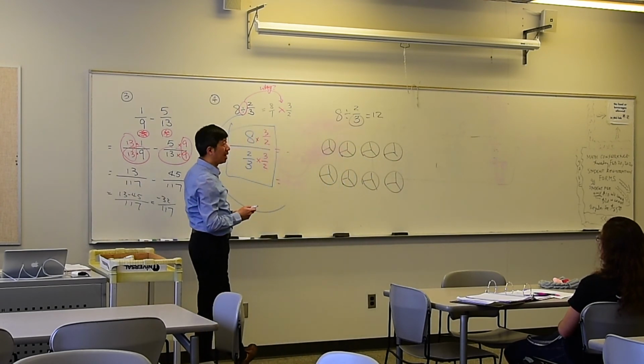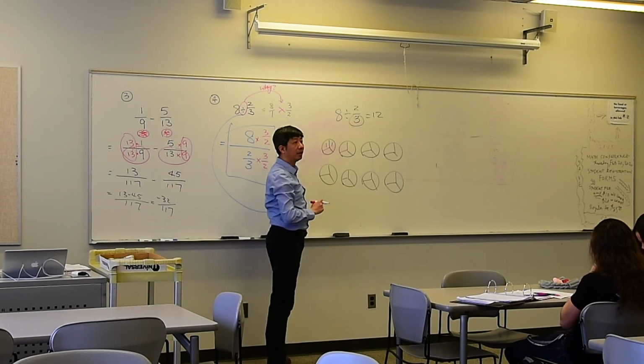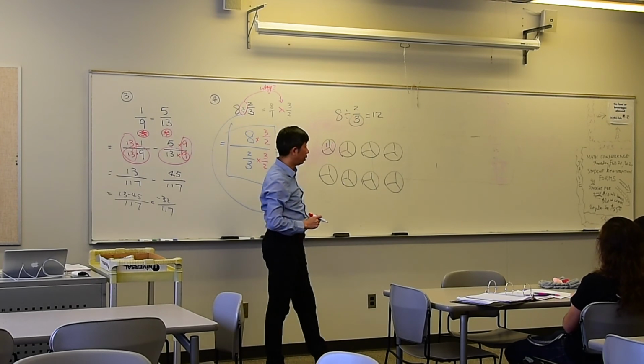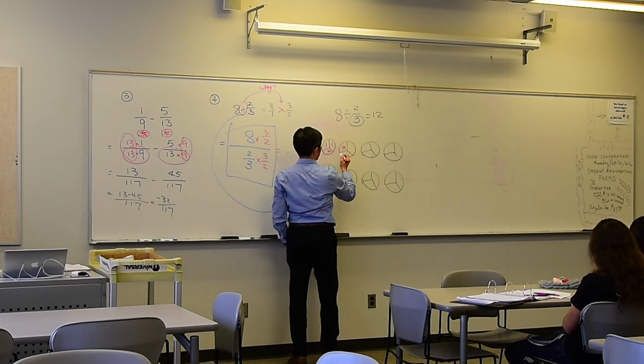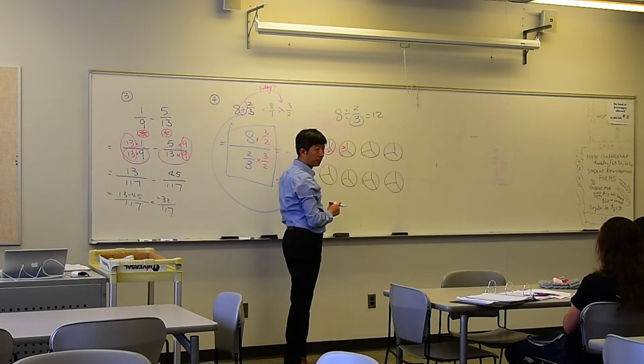So I have 8 pizzas. I want to share 2/3 for each person. That's the first one, okay, 2/3. Does that make sense to you, 2/3, right? The first person got 2/3, right? The second person got 2/3. Is that right? 1/3 and 2/3, right?